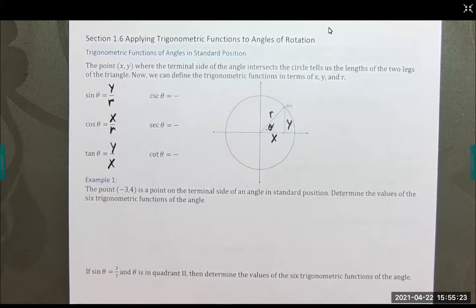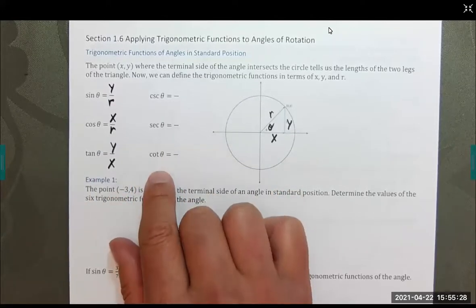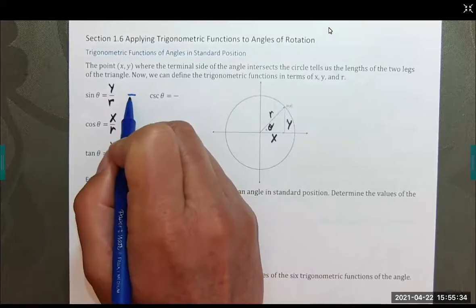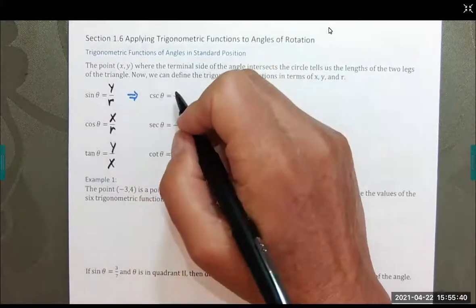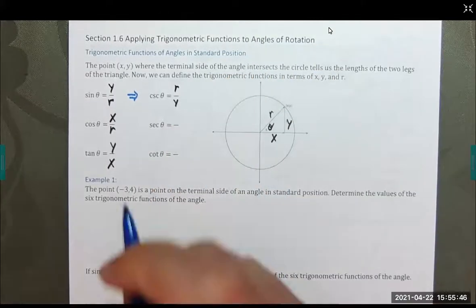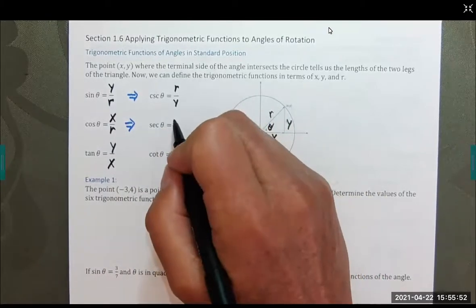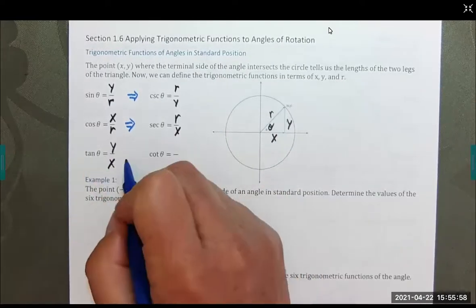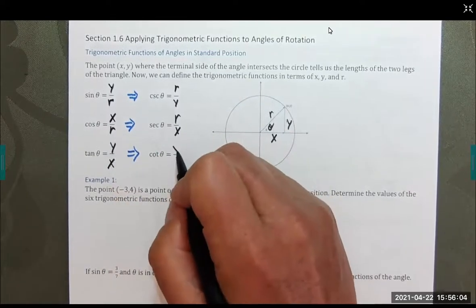Now, we have three new trigonometric functions. We have cosecant, secant, and cotangent. They are the reciprocals of each of these functions. So instead of y over r, the reciprocal of sine is cosecant, which is r over y. The reciprocal of cosine is secant. Instead of x over r, it's going to be r over x. And for tangent, which is y over x, the reciprocal, cotangent, is going to be x over y.